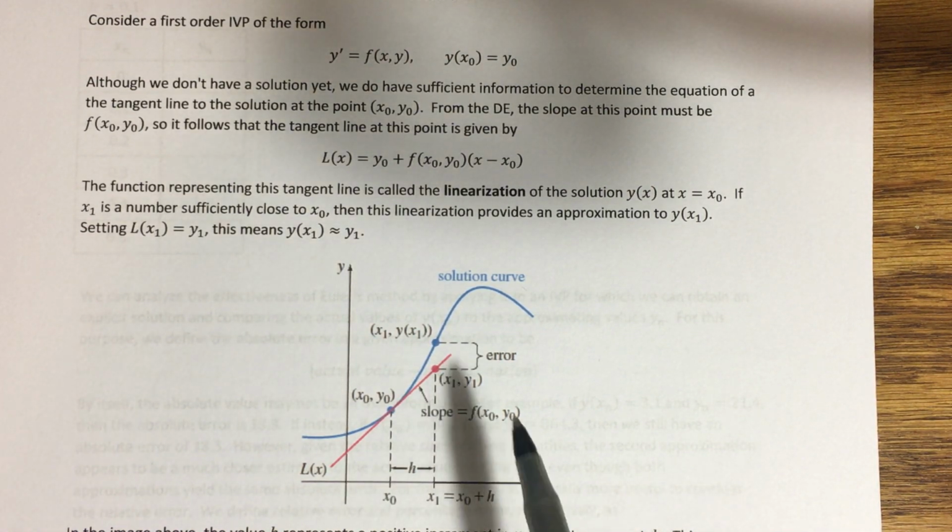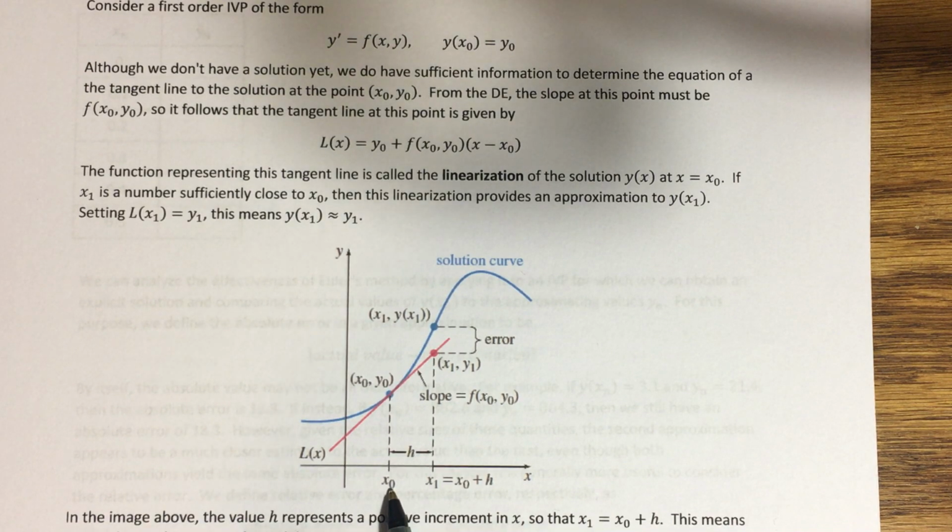Okay, now here's x naught down here, and if I use a small increment in my x here to get from x naught to this value here, x1, which is the same thing as x naught plus this, I'm going to think of that as a positive number, this value h here, then that x1 I can plug into the equation for my linearization, my L of x, and that gets me y1 on this point right here.